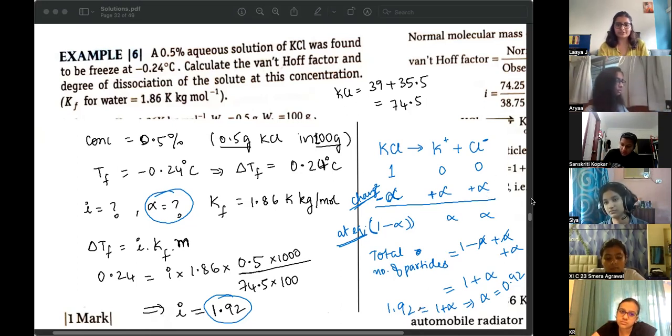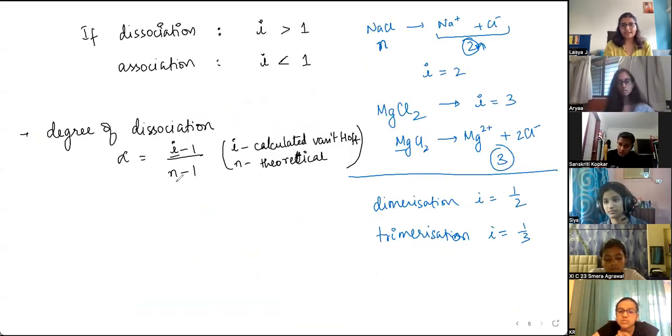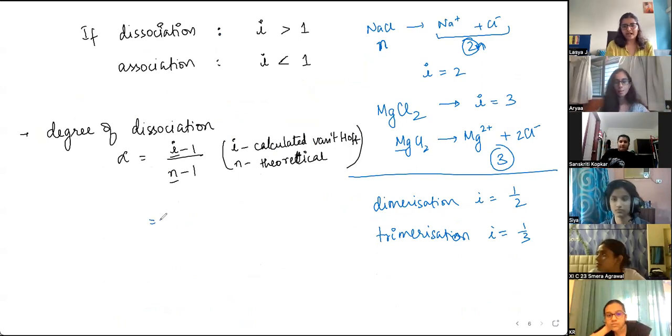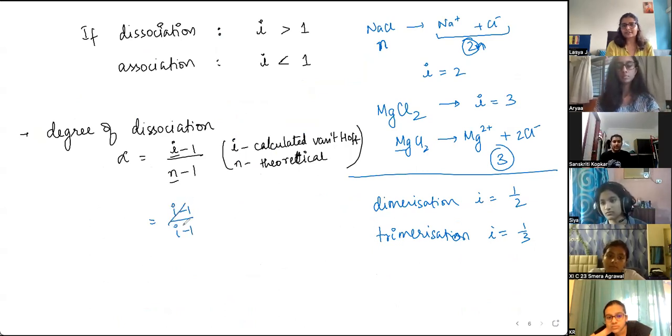Here, if I and N are equal, then alpha is 1. So (I minus 1) by (I minus 1) will cancel out to equal 1. That means alpha equal to 1, meaning complete dissociation, 100% dissociated.